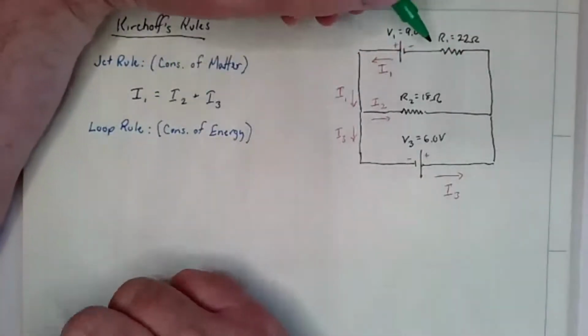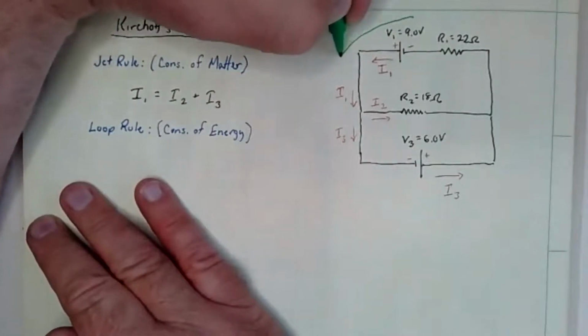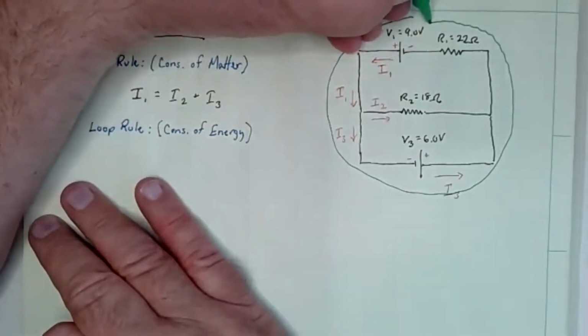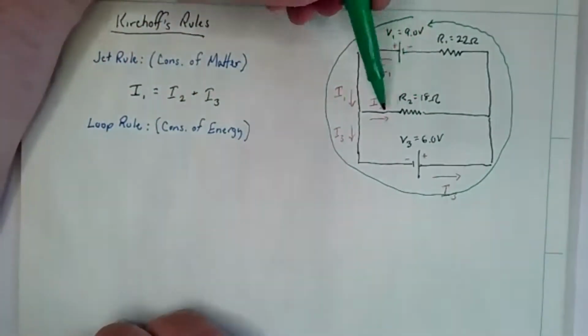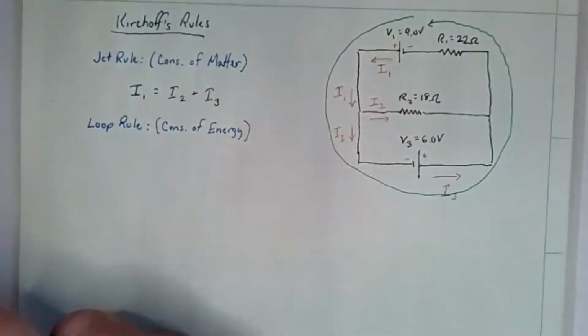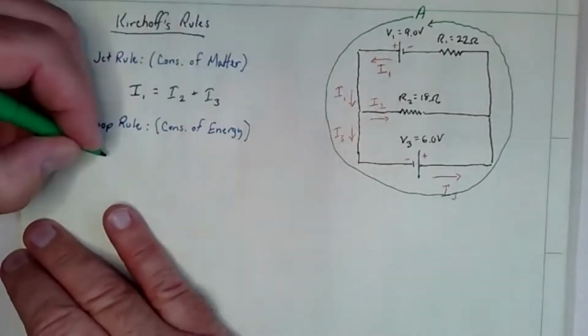All right, so let's look for loops. Here's one loop. We can go all the way around the outside. We can follow I1, and then we follow I3, and then back to I1 again. You might say, well, what about this stuff? We'll get there. But this is definitely one closed loop. And so I'm going to call it loop A.